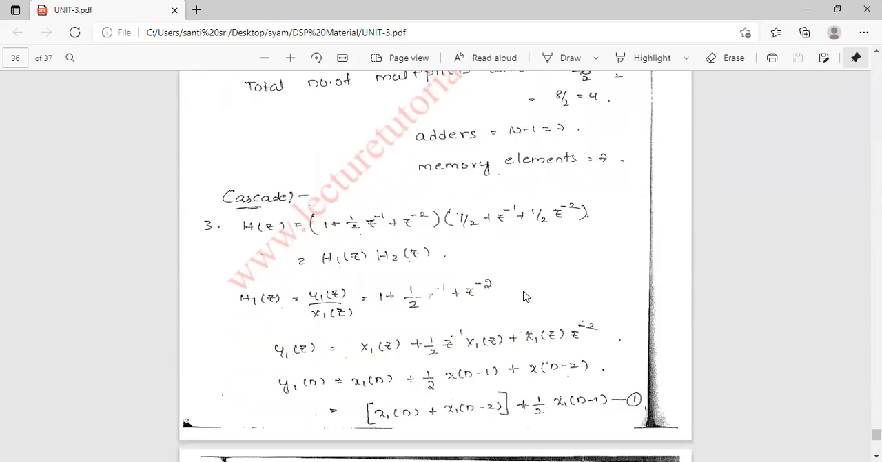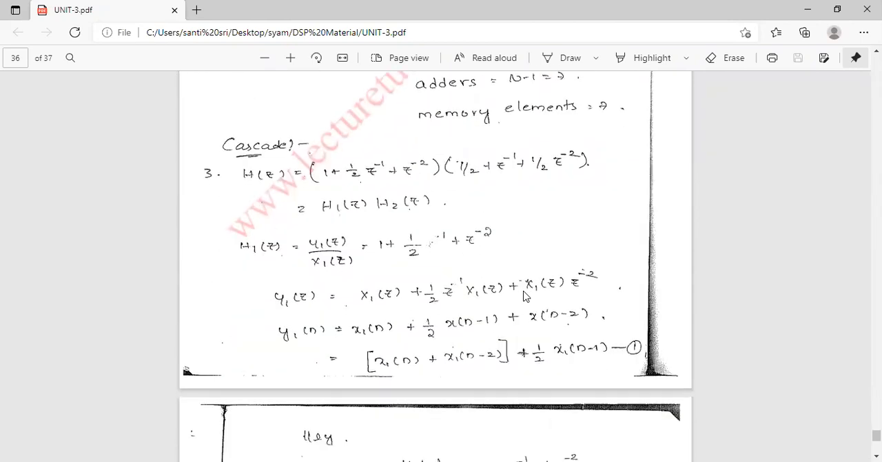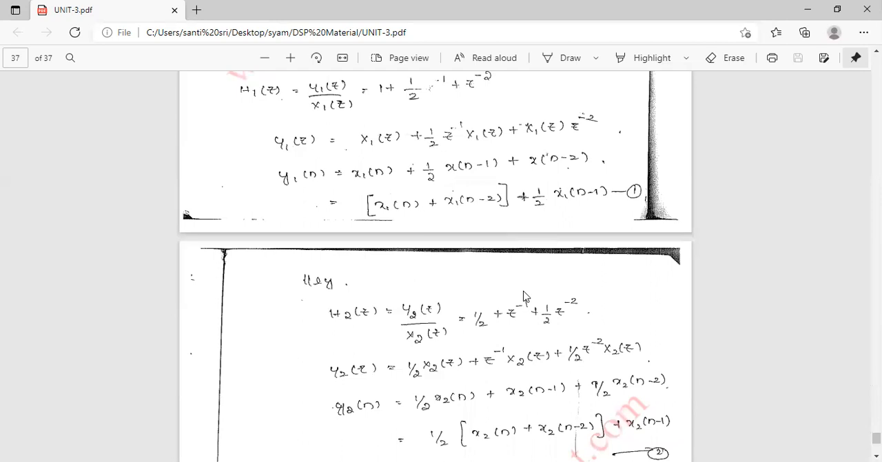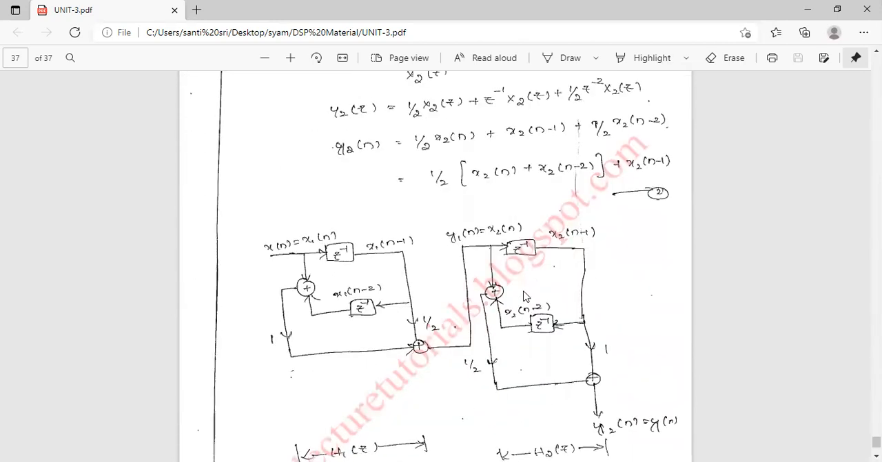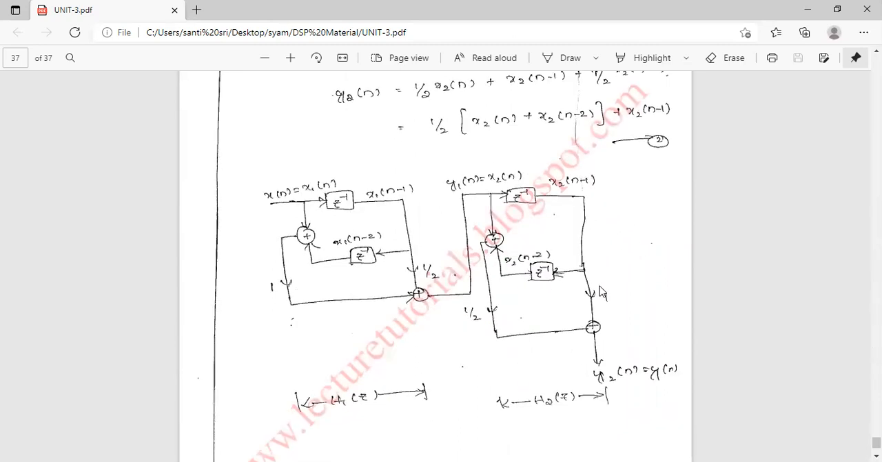The cascaded form, and this is h1 of z, this is h2 of z. So we'll write y1 of z, y2 of z. After that y1 of n and y2 of n. So the output y1 of n is connected to the input of this one. So these two are connected in cascaded manner.